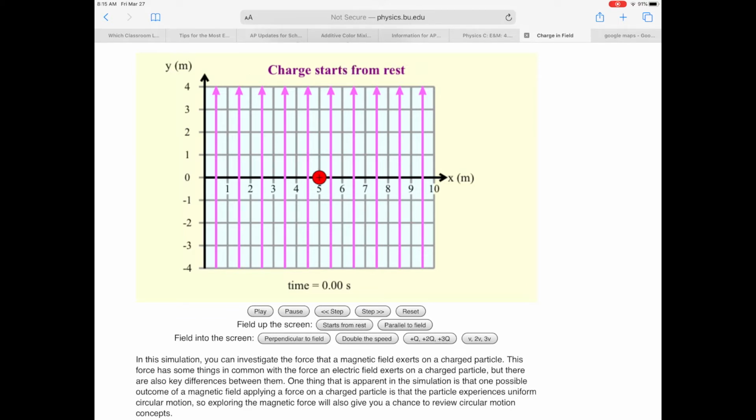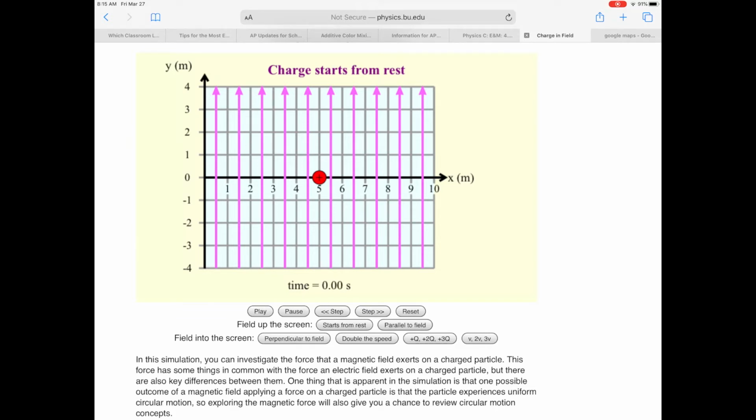So first of all, I'm going to start with my object at rest. So now I have a positive charge at rest. I'm going to play the simulation. Notice what happens when the charge is at rest. Absolutely nothing. Resting charges do not experience any force due to a magnetic field.